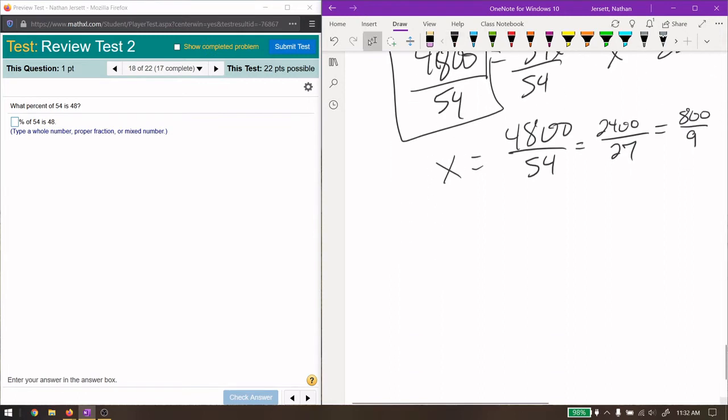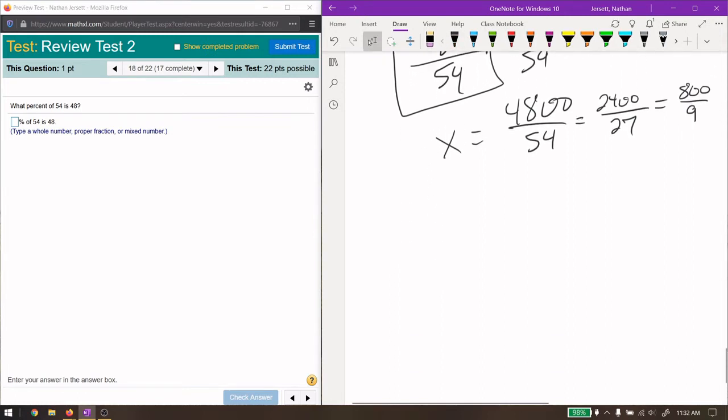So we need to make this into a mixed number. How many times can 9 go into 800? You can just do 800 divided by 9 on the calculator, and you get 88, the same fraction, of course. So it can go in there 88 times. 9 times 88 is 792. So 800 minus 792 is 8. So we get 88 times with 8 remaining out of 9.